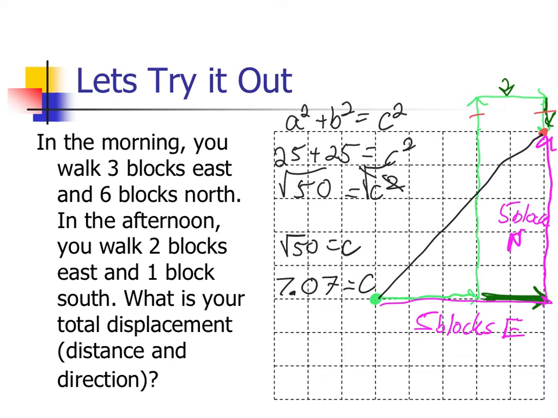And that would be 7.07. I'd say 7.07 blocks northeast. What direction does that arrow point? From the origin, it would be northeast. So 7.07 blocks northeast is what we would say is our C in this thing.